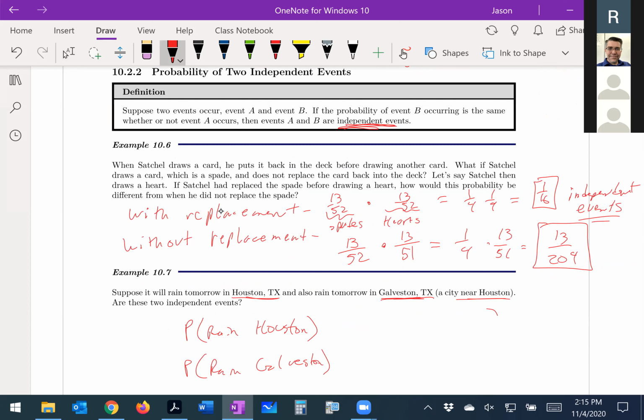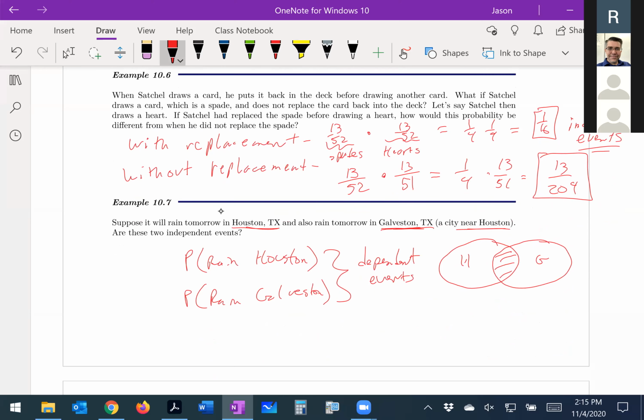What I like to do is draw something called a Venn diagram here. We've got Houston and Galveston. One may rain and one may not rain. They may both rain, right? We could get some overlap here. They may both rain. And if it rains tomorrow in the same area, they're probably not independent. They're probably dependent events, because you're in the same general area, in the same weather system. So they're going to be dependent, not independent events.